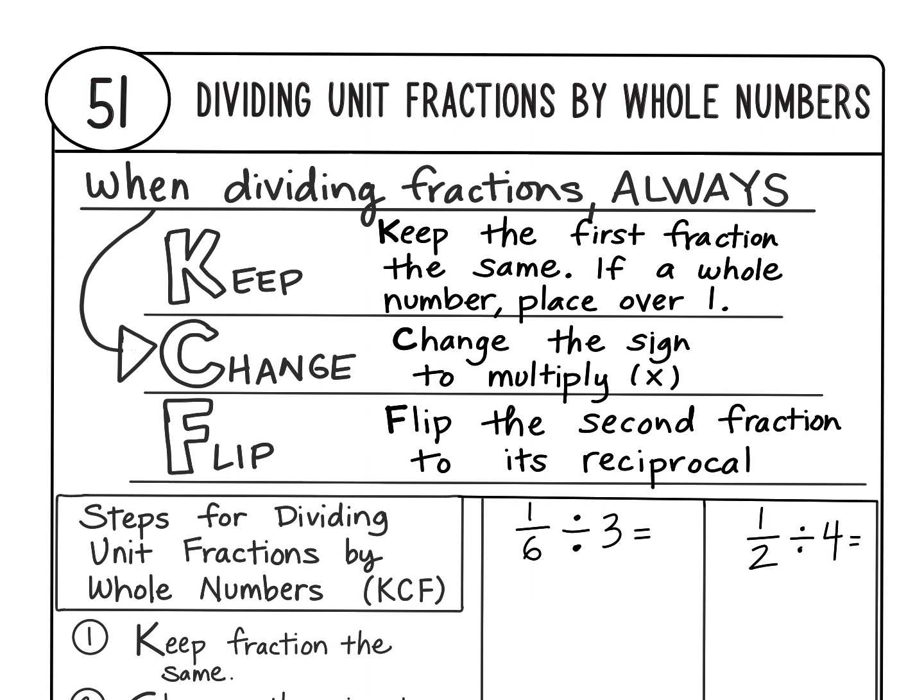Because if you follow that rule, you'll be able to divide fractions. All you got to remember is KCF. So the K stands for keep the first fraction the same. If a whole number, then you need to put it over 1. The C stands for change. You're going to change the sign to a multiplication sign, and then the F stands for flip. We're going to flip the second fraction to its reciprocal.